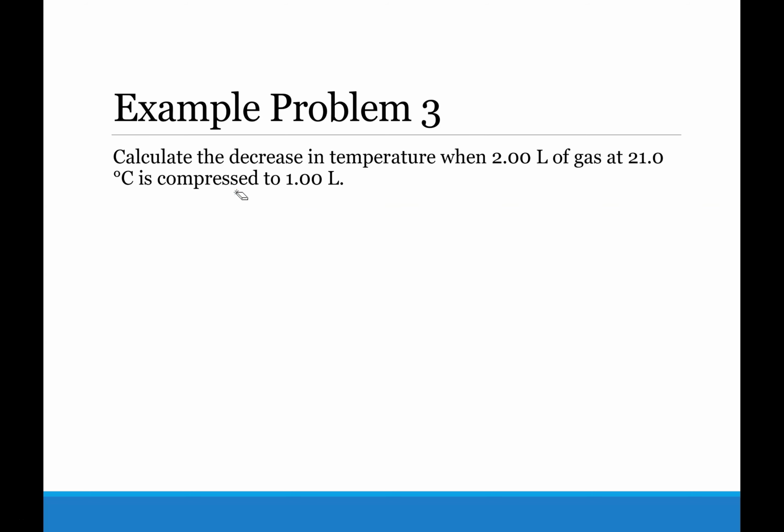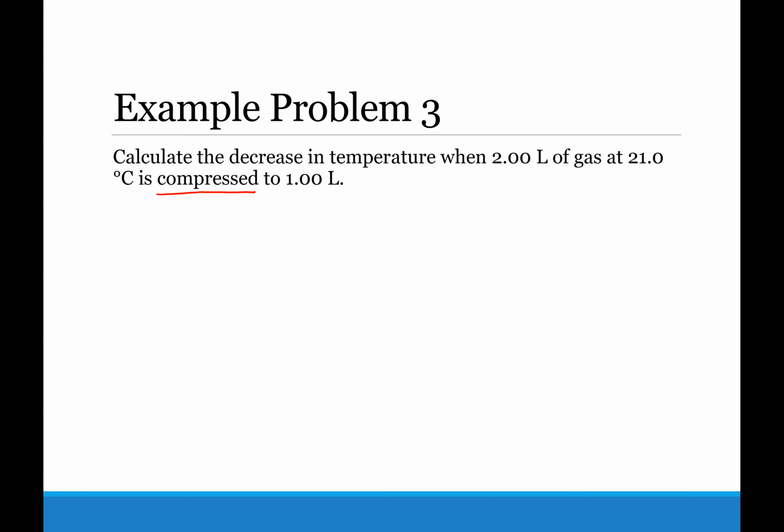Example problem 3 reads, calculate the decrease in temperature when 2 liters of gas at 21 degrees Celsius is compressed to 1 liter. So the word compressed is going to be key here to figuring out which equation you're using. An example of a compressed gas is a tank of oxygen that a patient would be using to inhale if they're low on oxygen.